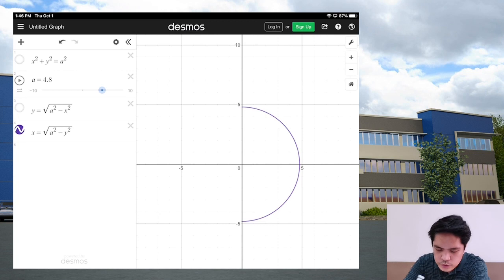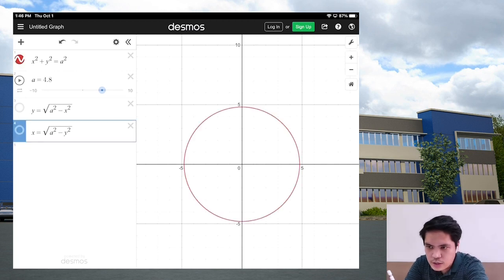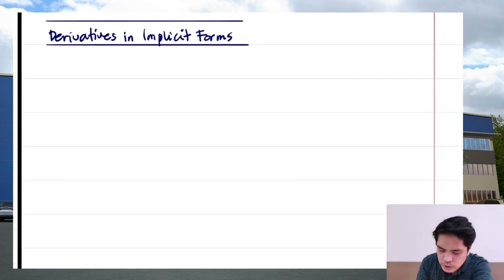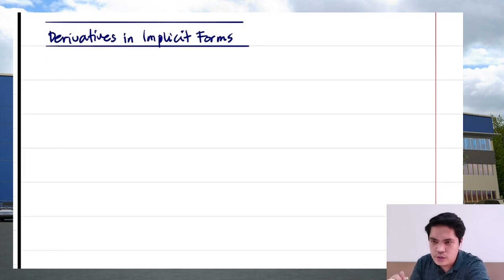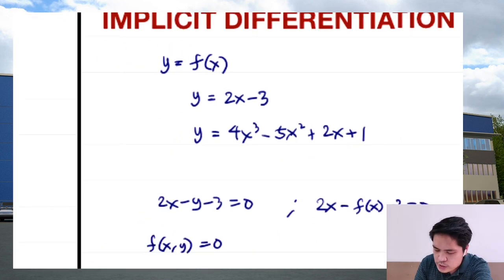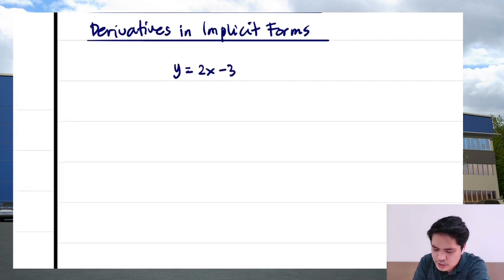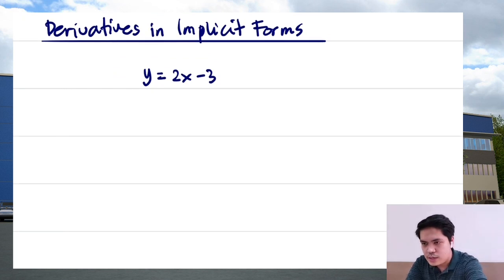So, in the graphs that I've shown, this graph is the graph of f of x and y. Then, this graph is the graph of y is equal to f of x. And this graph is the graph of x equal to f of y. Now how will we solve for the derivatives of functions in implicit form? Let's take this as our example: y is equal to 2x minus 3. It is explicit, since y is expressed as a function of x.